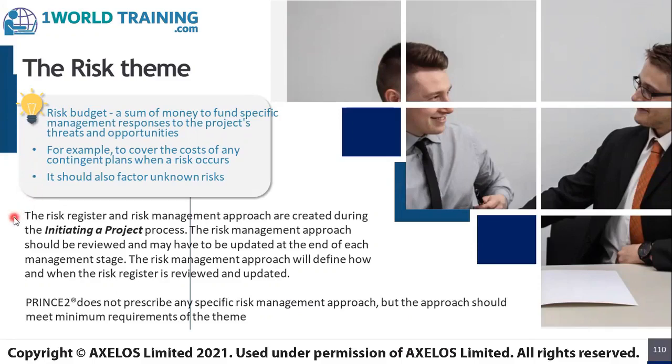The risk register and risk management approach are created during the initiating a project process. The initiating a project process is where the detailed planning for a project is done. This process occurs in the initiation stage. At the end of the initiation stage, the stage boundary process is triggered, known as the managing a stage boundary. The risk management approach is the overall risk plan for a project. This approach should be reviewed and may have to be updated at the end of each management stage. The risk management approach will define how and when the risk register is reviewed and updated.